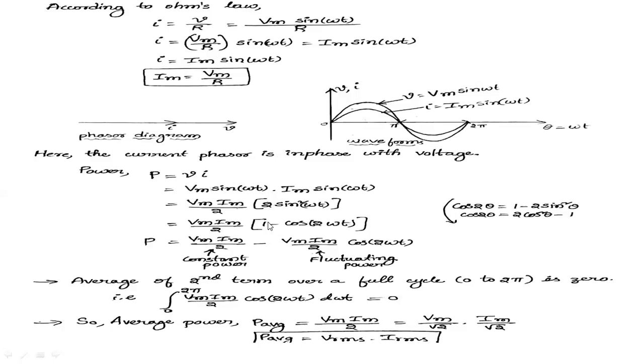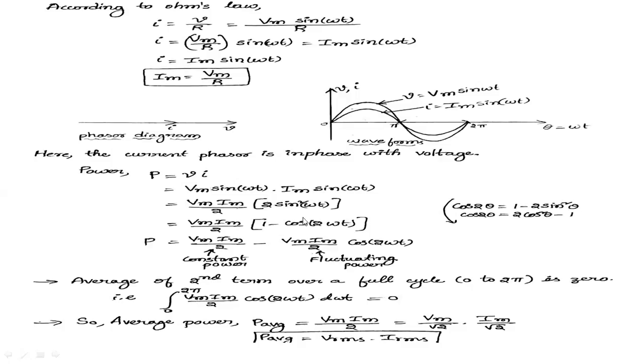Likewise here, I am writing 1 minus cos 2 omega t for 2 sin square omega t. In place of theta, I am writing omega t. Then, with further simplification, the power P equals Vm Im by 2 minus Vm Im by 2 cos 2 omega t.